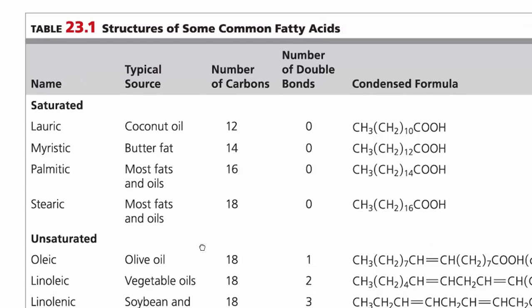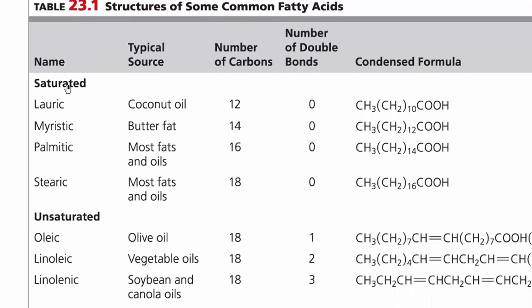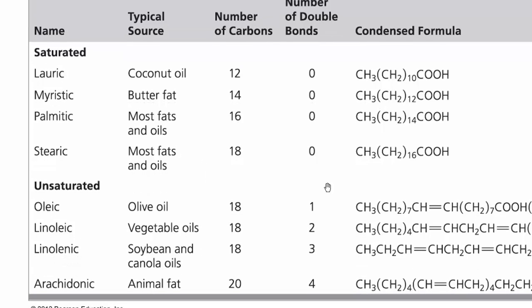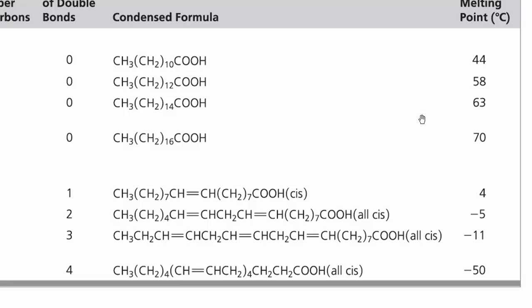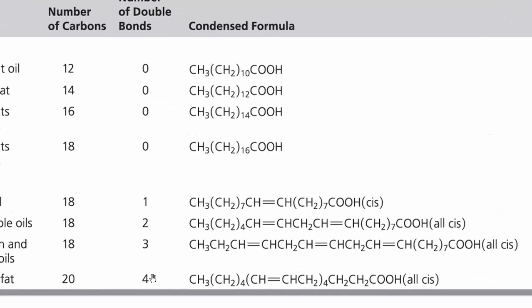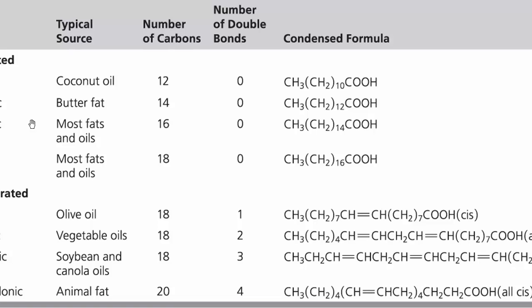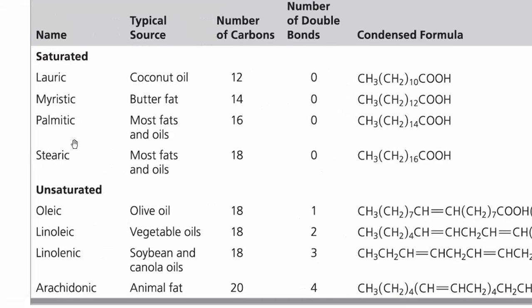Here we can see structures of some common fatty acids. We have the two general types, saturated and unsaturated, as you can see. Lauric, 12 carbons. Here we see the number of double bonds, all zeros. Myristic 14, palmitic 16, stearic 18. Now here we have a property called melting point. As you see, there is an increase in the melting point of fatty acids with increasing number of carbons, 12, 14, 16, 18. So which one has the highest melting point? It is stearic because it has the largest number of carbon atoms.